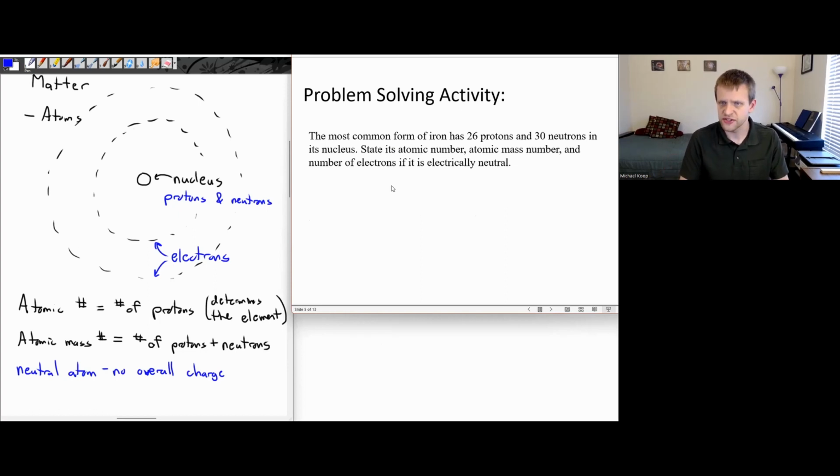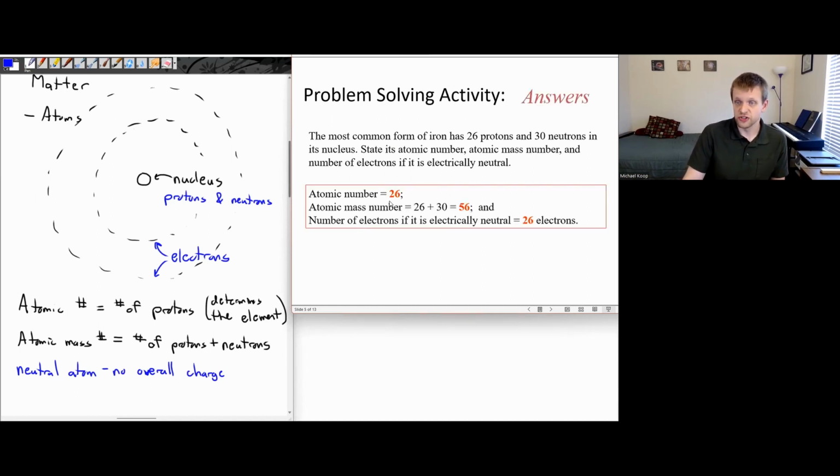Okay, so let's look at this in a bit of detail. We've got 26 protons and 30 neutrons. The atomic number is just the number of protons. So the atomic number is just 26. It has 26 protons in it. The atomic mass number is the number of protons and neutrons together. So if we have 26 protons and 30 neutrons, well, the atomic mass number is the sum of those two.